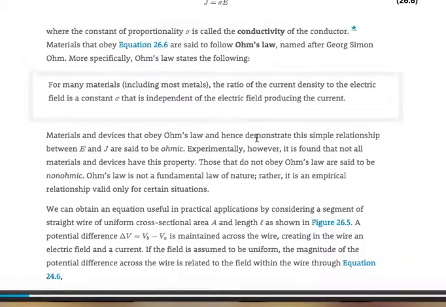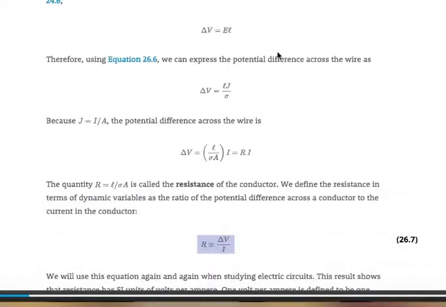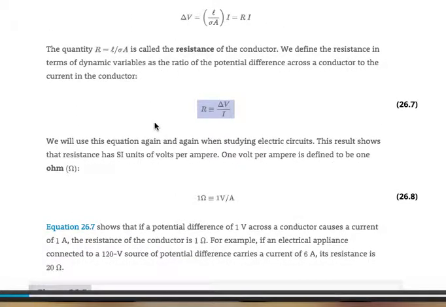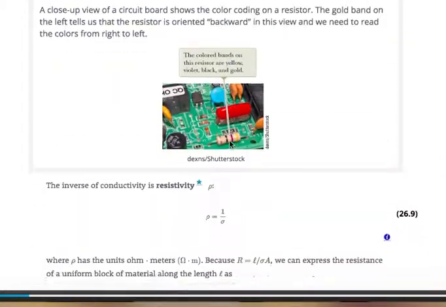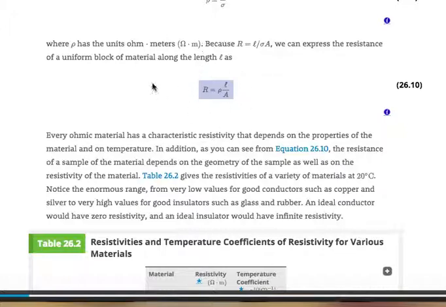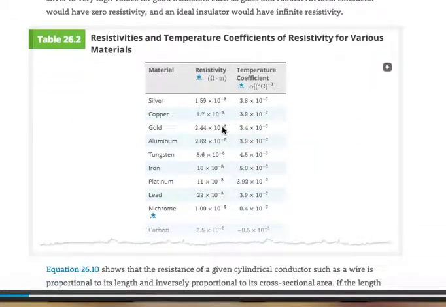Resistance. Resistance is opposition to the flow of charge. If you're using Ohm's law and a material that obeys Ohm's law, then we've got V equal to IR, so it's the change of voltage divided by current. Otherwise, the resistance is rho times the length of the resistor divided by the cross-sectional area. And these are the values for the resistivity, that rho value.